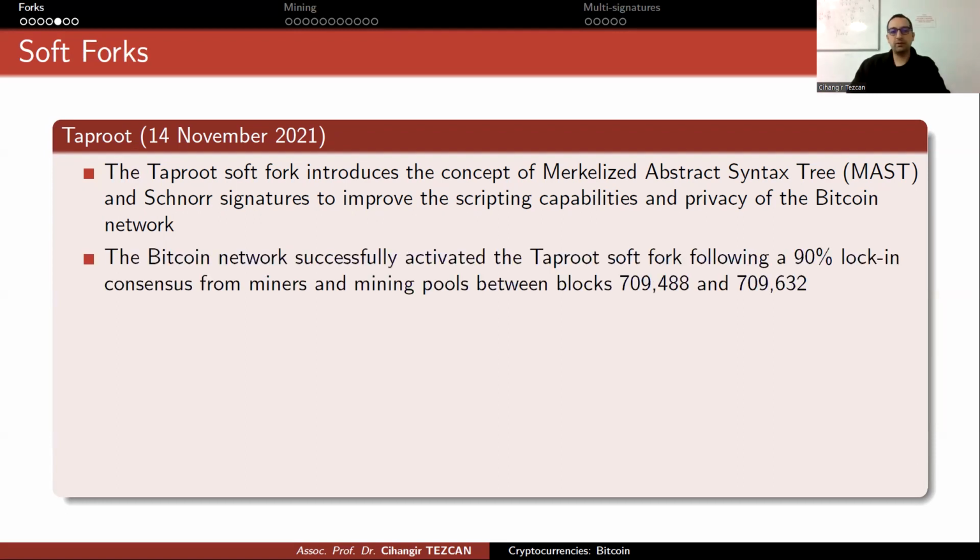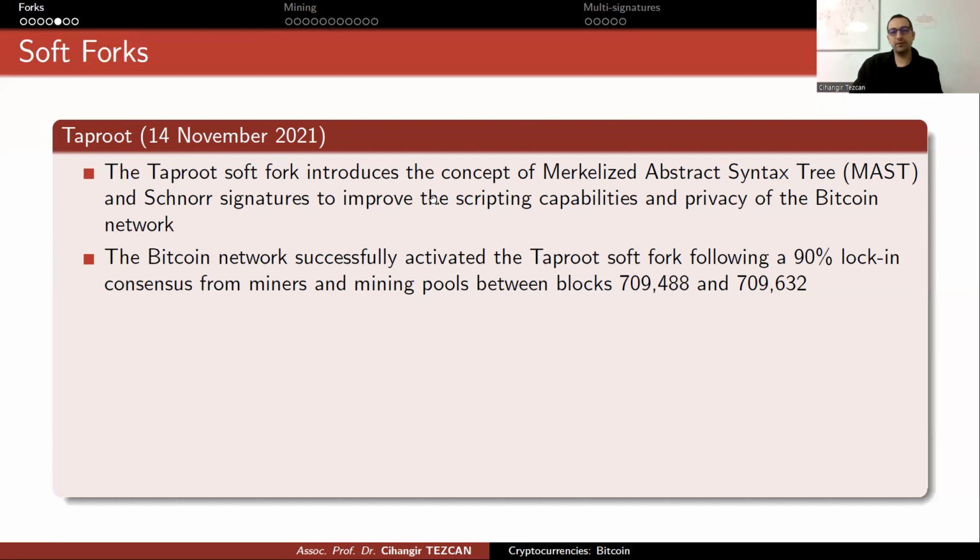Okay. So the Bitcoin network successfully activated the Taproot soft fork following a 90% lock-in consensus from miners and mining pools between these blocks. After the introduction, just 1 month later, we realized that there was like 90% lock-in. When you create an upgrade, you say at which block it will become effective. By calculating the 10-minute block creation time, you would easily notice that the Taproot upgrade will become active around these dates. Actually, it became effective on the 14th of November. People who knew this earned a lot of money, by the way.